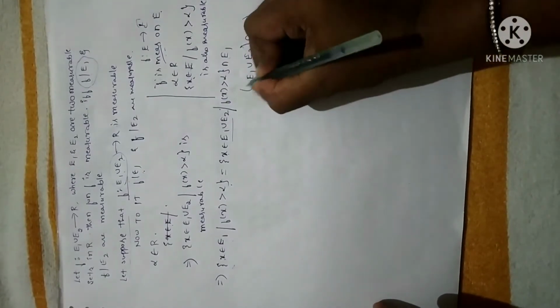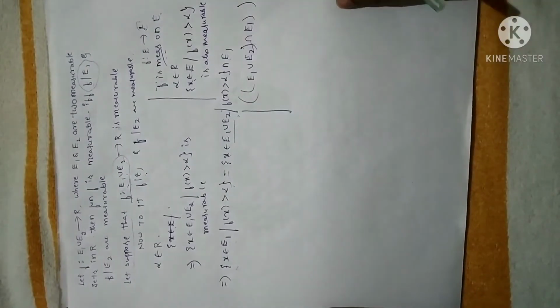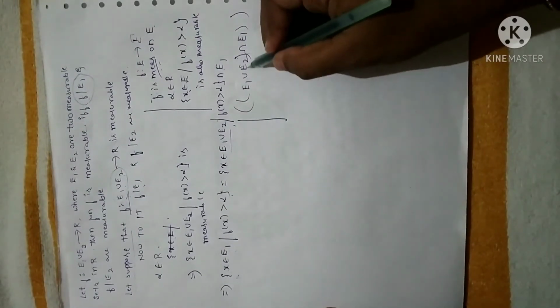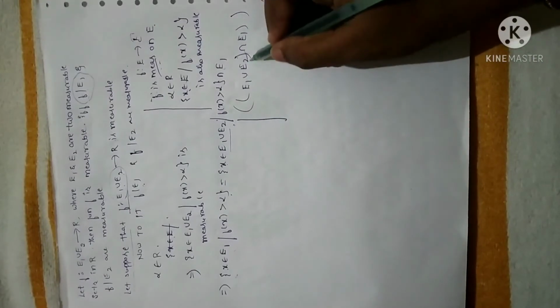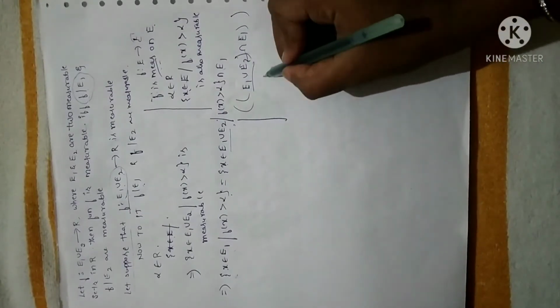Fine. So this is what I have. It is just for your reference. As per the properties of sets, when I am going to take the union of two sets, I have to write the first set here. So I'll get E1 here.